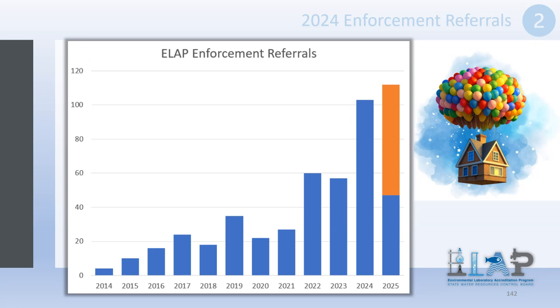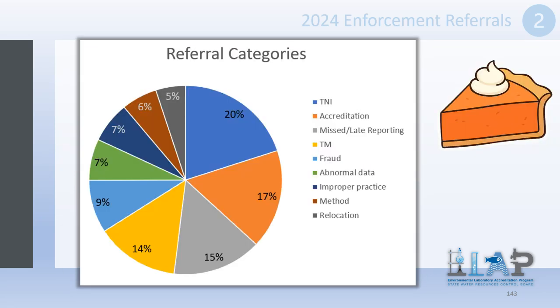All right, next slide. All right, here are the categories. So of the referrals that we got in 2024, 1 in 5 were a referral for a deficiency with TNI. So that was our biggest category. And the next category down was accreditation, missed reporting, and then issues with technical manager. And so those top 4 comprise about 2/3 of all the referrals that we saw.